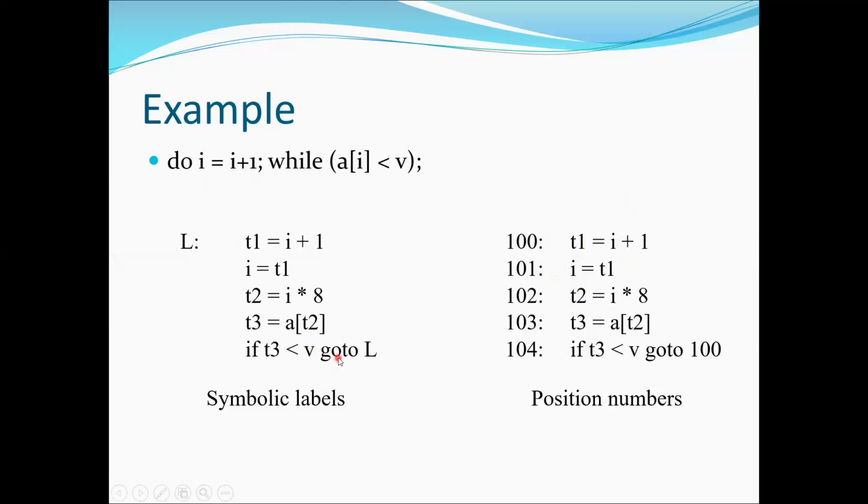So now the thing is go to L. Here we are writing go to L. Instead, now we have to write go to 100, because we know the position of that particular statement. So automatically it goes to 100. Once again it goes into this loop. So once again it has to do all the set of these 4 lines, and then once again check whether T3 is less than or equal to V. If it is so, once again the loop starts and it has to be executed. So that's how the 3 address code instructions are generated here.